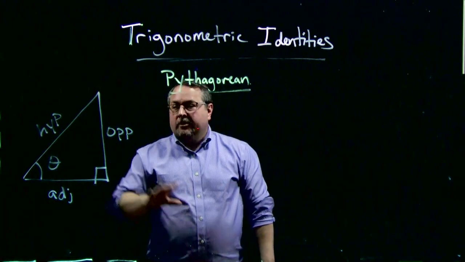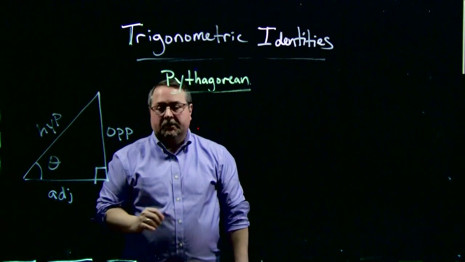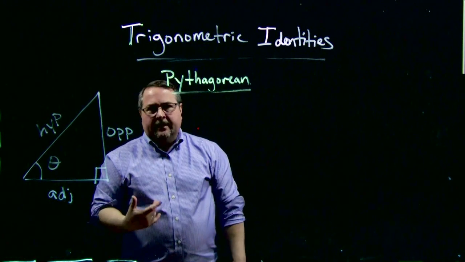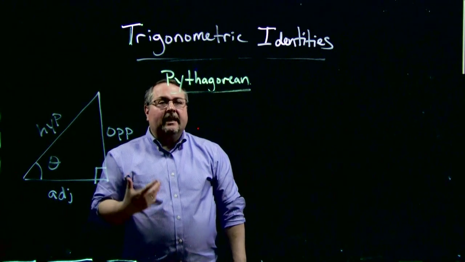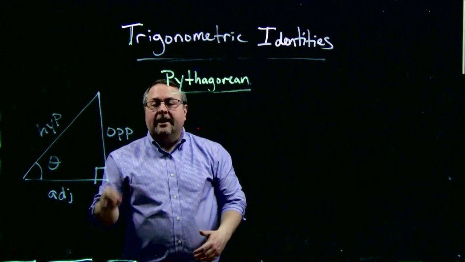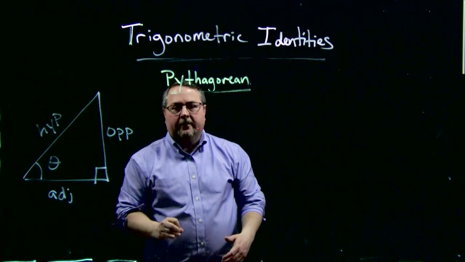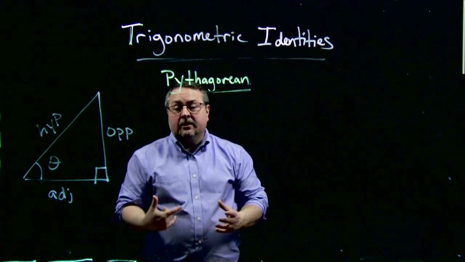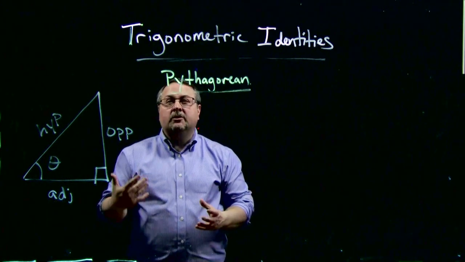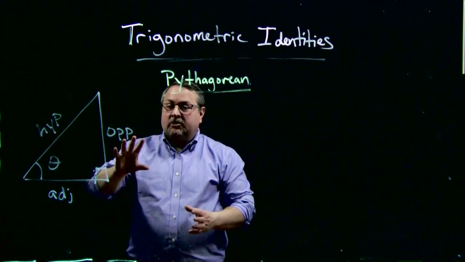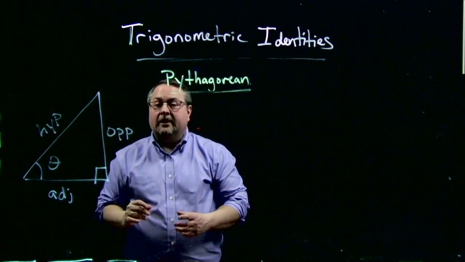Now, once we've established the right triangle definitions of the 6 trigonometric functions, we can start to talk about the idea of trigonometric identities. And trig identities are formulas or equations that relate the 6 trig functions to one another. In Unit 3, you're going to see a lot more of these. We're going to see some fairly complicated ones. All the identities we're going to do today relate pretty naturally to the right triangle definitions.